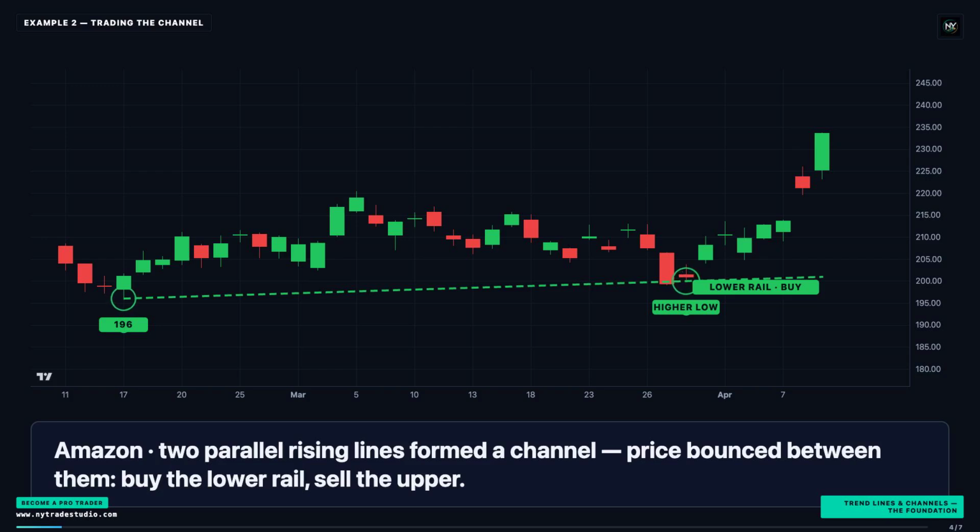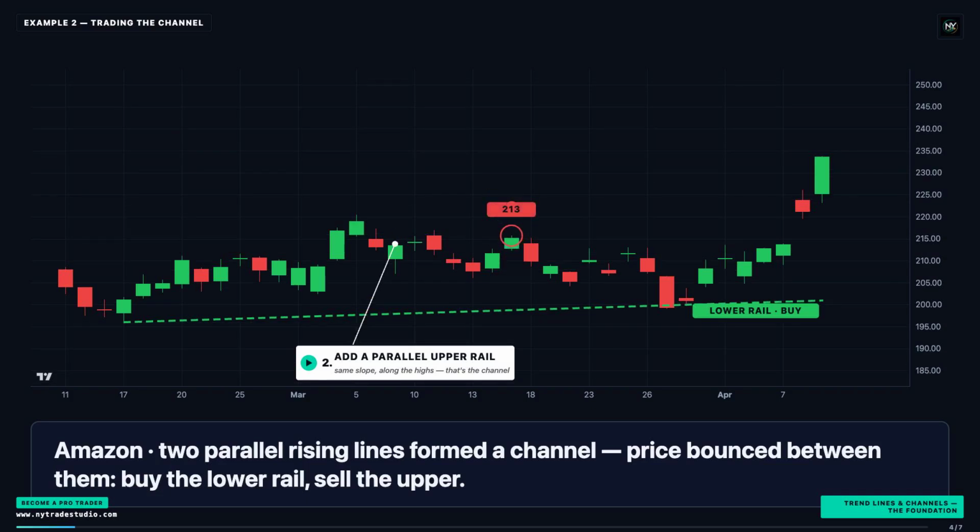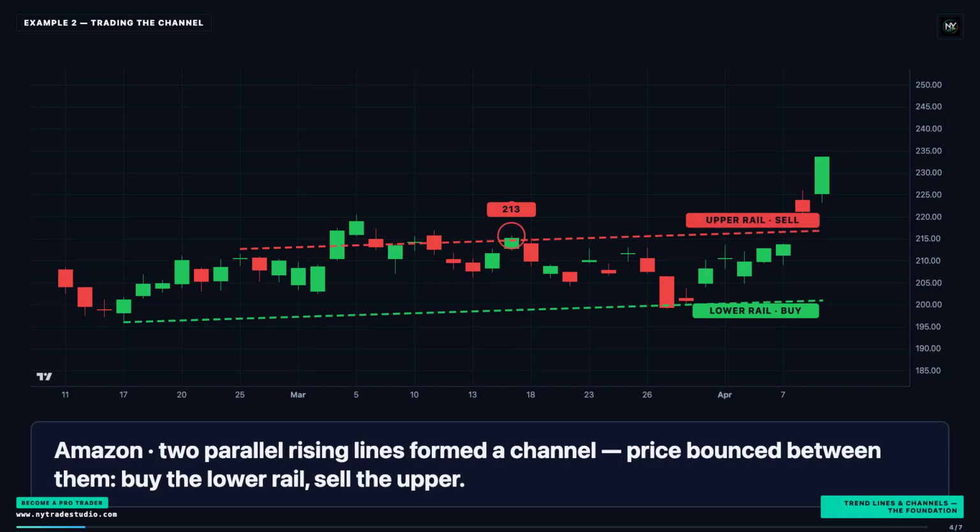Instead of stopping there, we draw a second line parallel to the first, the same slope, but slid up to sit along the highs. You can see price kept stalling around 213, so the upper rail runs right across those peaks. Those 2 parallel lines are the channel, a clean, sloping lane that price has been traveling inside for weeks.